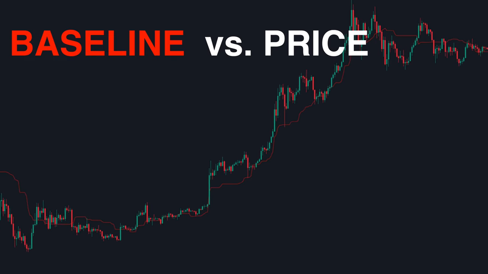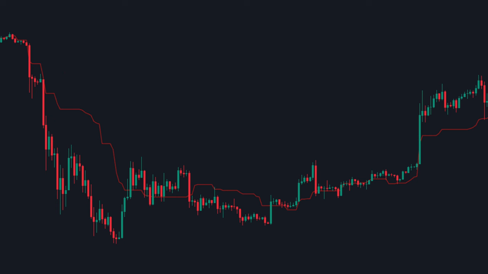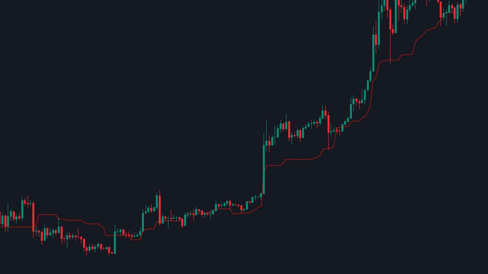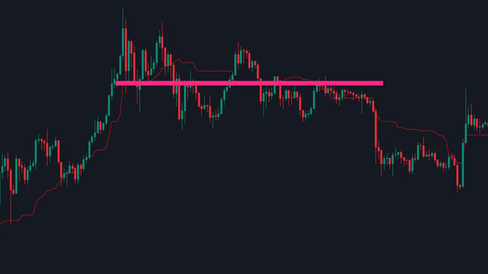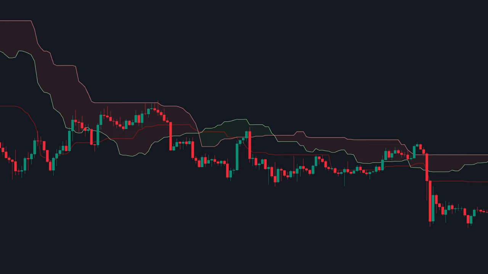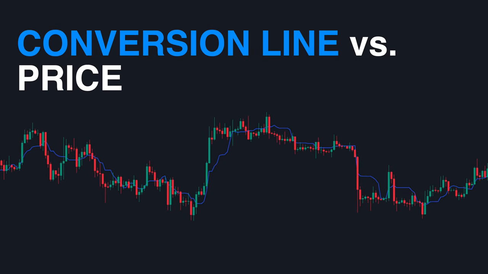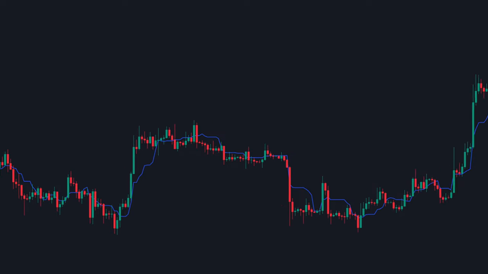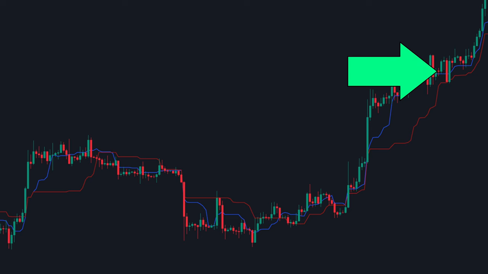Baseline versus price. The baseline acts as a robust support or resistance level, crucial for identifying trend changes. If the price crosses above it, it signals a bullish trend, and vice versa for a bearish one. A bullish crossover above the Kumo is strong, within it is neutral, and below it is weak. Conversion line versus price. The conversion line is sensitive to minor price shifts, reflecting momentum. It can also confirm trends. For instance, in a trend, it tends to oscillate back towards the baseline before bouncing back in the trend's direction.